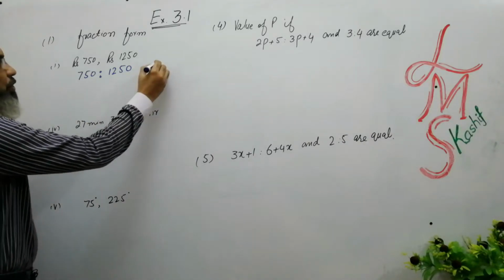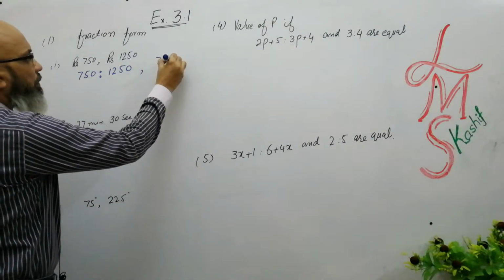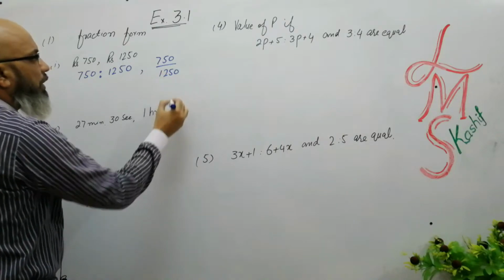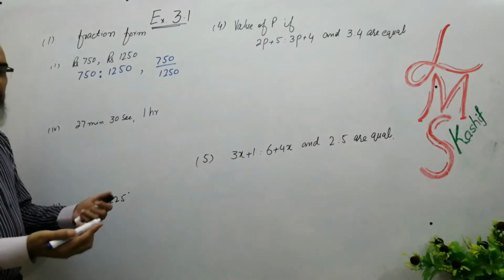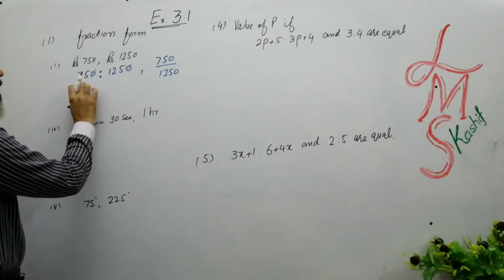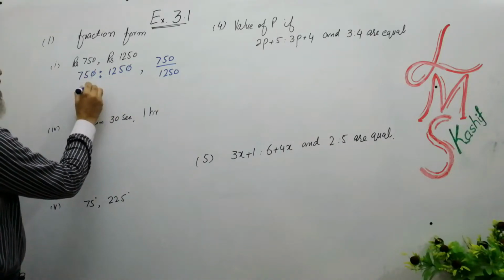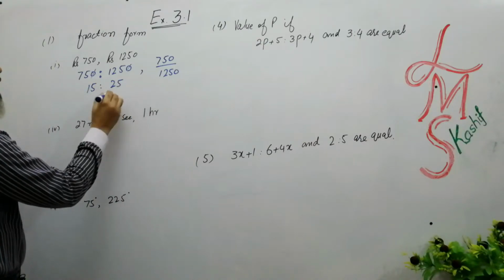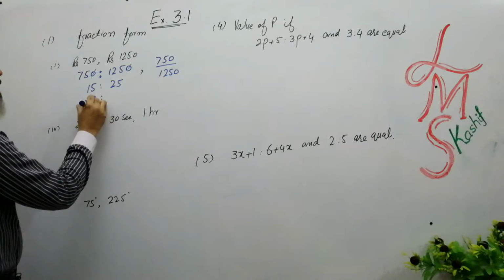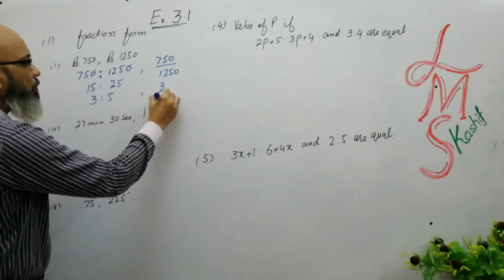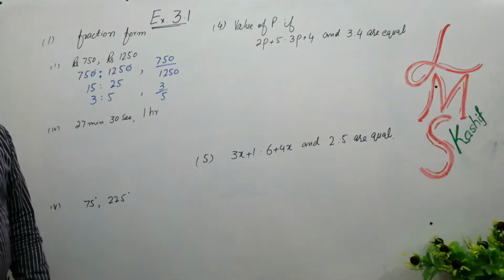So what is its fraction form? Its fraction form is 750 over 1250. So you can simplify this: cut the 0. Now at the table of 5, 15 fives are 75 and 25 fives are 125, again 5 threes are 15 and 5 fives are 25, and similarly in fraction form we will also get 3 over 5.